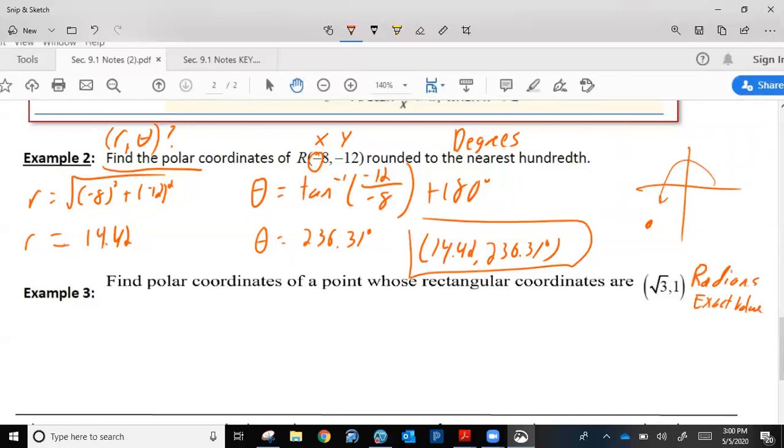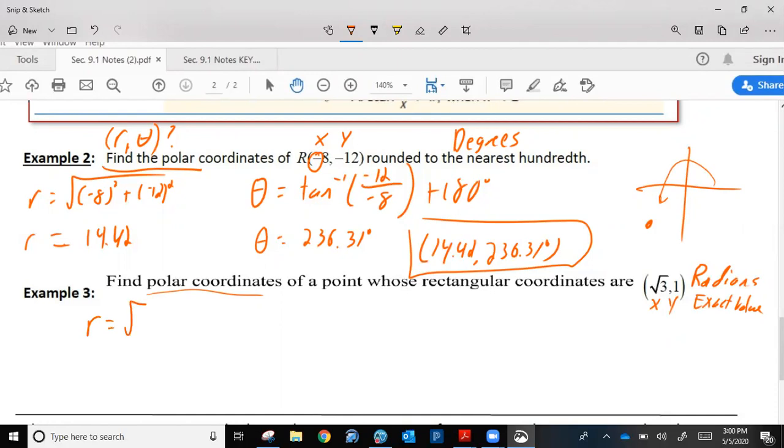Since the directions did not specify any of that in this problem, you would not be penalized if this was an actual problem if you didn't do radians or exact values. Test, quiz, homework will be clear on what type of unit and how we want the answer to be presented in the future here. But I do know that x is radical 3, y is +1. Find the polar coordinates of this.